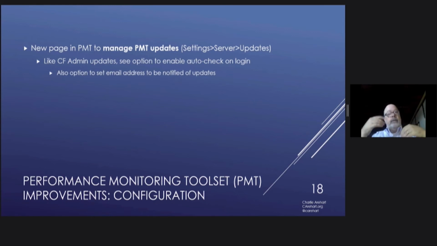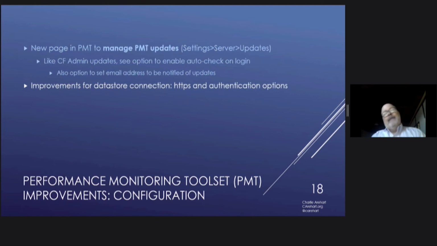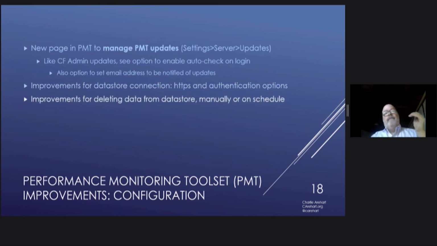And you'll see there's an option to enable auto check when you log into the PMT, and it'll say, hey, there's a new update. And there's also an option in both to set an email address so that you get notified when it detects there's a new update available. So again, check those things out in the PMT and in CF itself. And there's improved data store connection information, like if you need to connect to the PMT data store by HTTPS, that's now supported. If you need to add authentication, that's now supported. There's more control over deleting data from the data store.